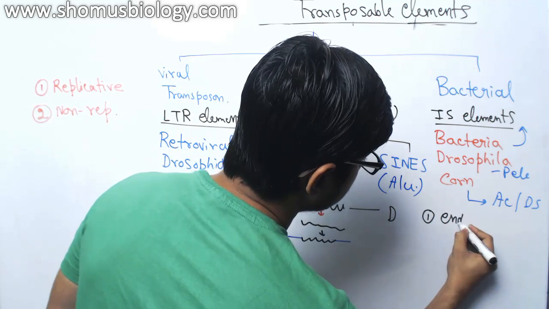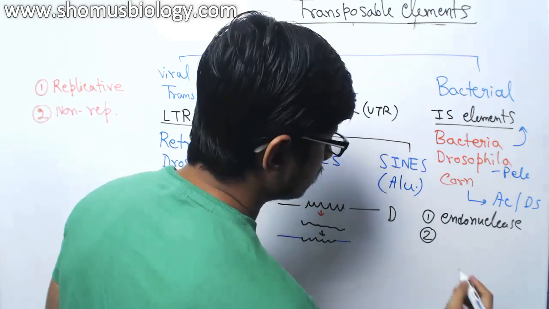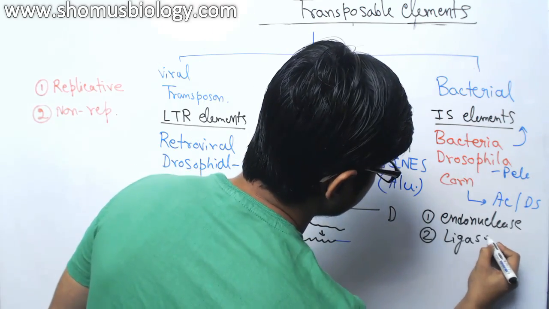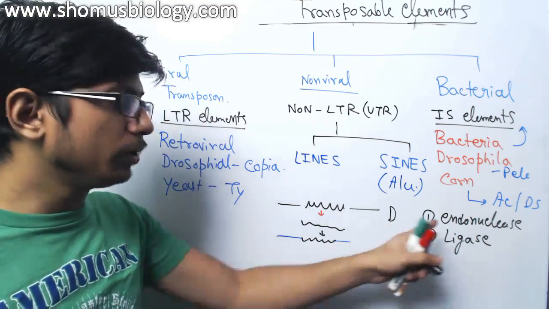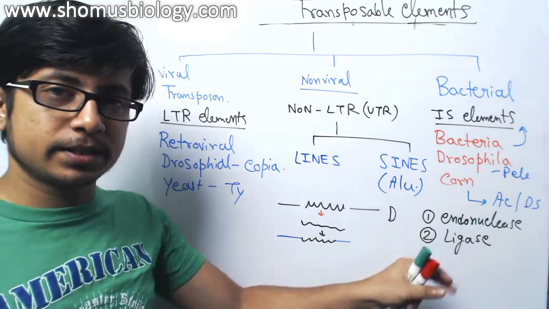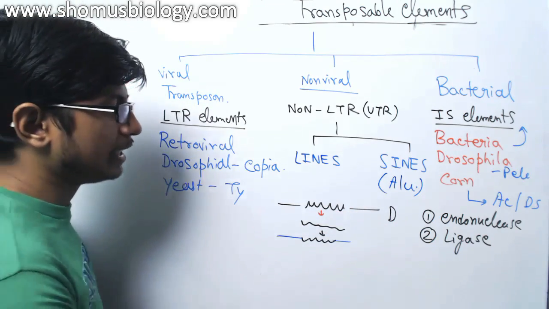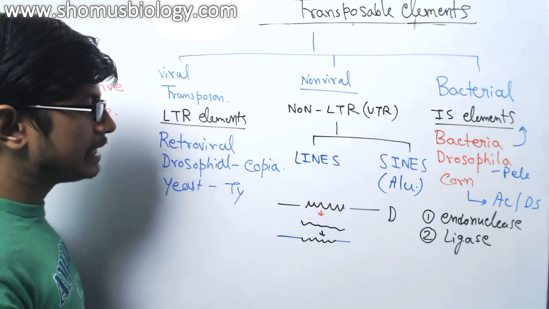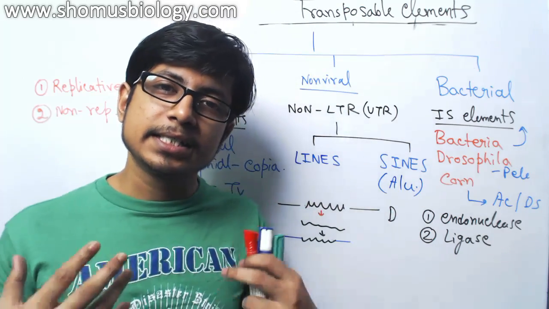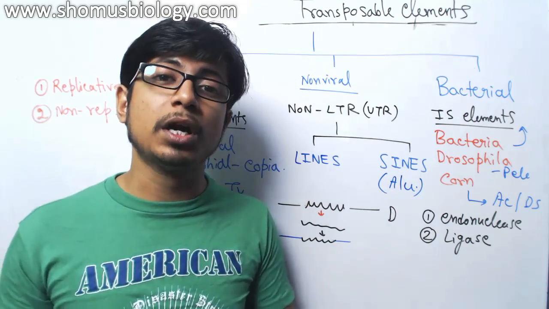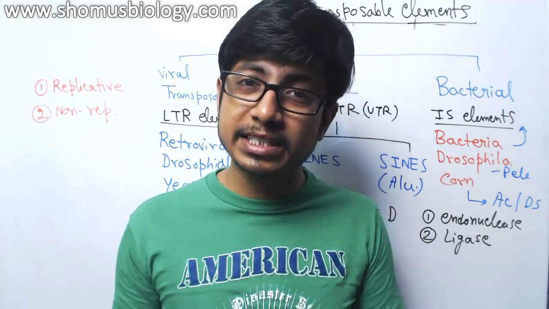One is endonuclease activity, and the second job is ligase activity. These are the two enzymatic activities required, endonuclease and ligase. For a cut-and-paste transposon, endonuclease will cleave the target DNA, ligase will seal it. Now in this case, both these activities are mostly played by the same part of the enzyme known as transposase, and the gene that codes for those proteins is known as the transposase gene.